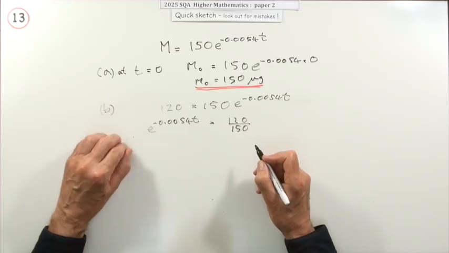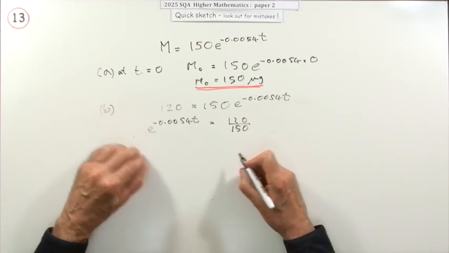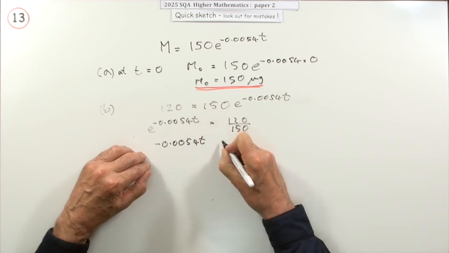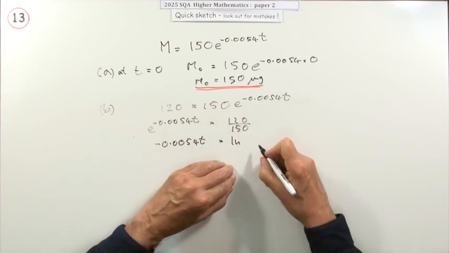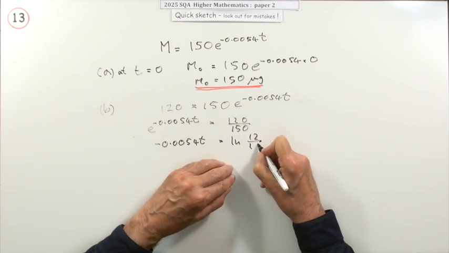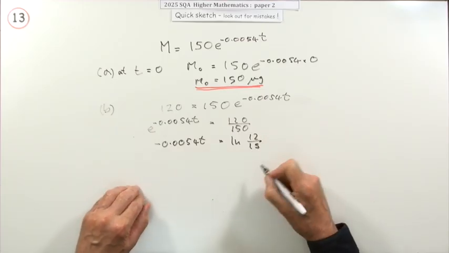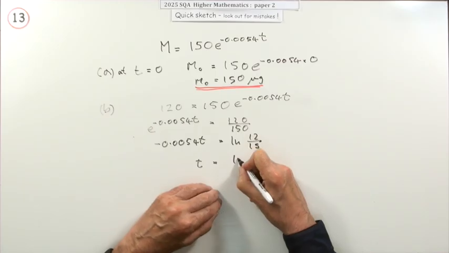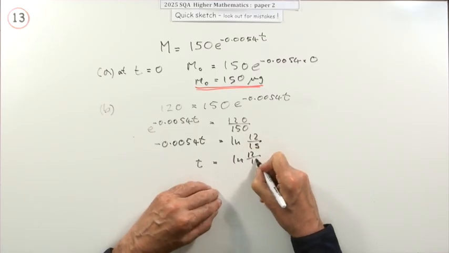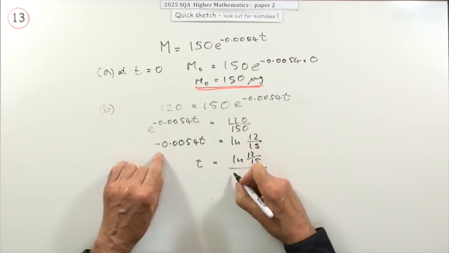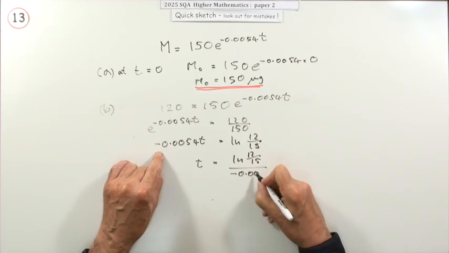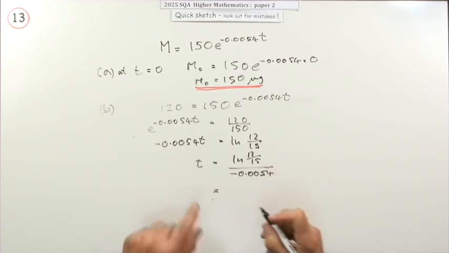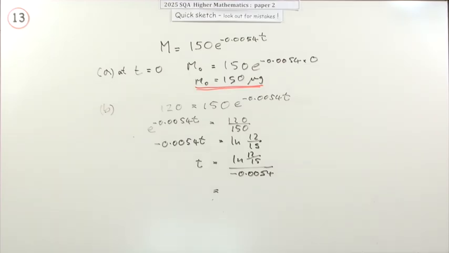Now, just use the inverse. If that's what e is equal to, then that part, 0.0054t, will just be ln of that. I'll just knock that down to 12 over 15. I could have knocked it down further, but you're going to use your calculator anyway. And then finally, t is going to be that. I'll just leave it as 12 over 15, divided by 0.0054. So now it's just press the buttons and you get the answer.